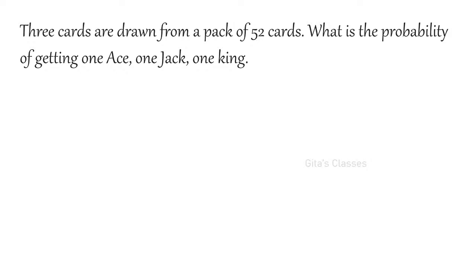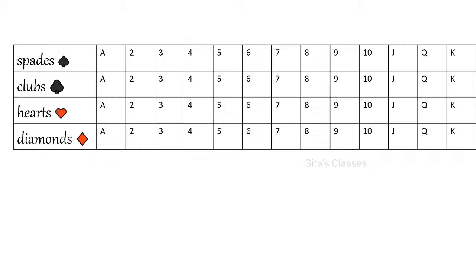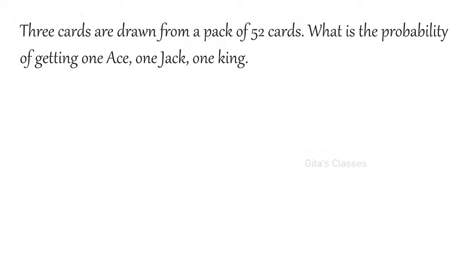3 cards are drawn from a pack of 52 cards. What is the probability of getting 1 ace, 1 jack or 1 king? Can you do it quickly? I have given this already. This is the table you can remember. If you remember this table, it is very easy to do the problem. What is the question? 3 cards are being drawn from 52 cards, and what is the probability of getting 1 ace, 1 jack and 1 king?